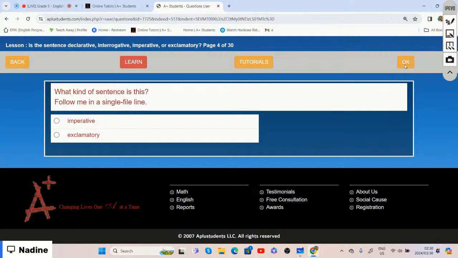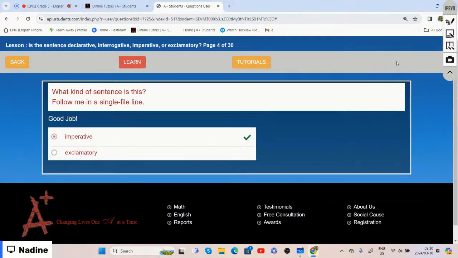All right. And if we choose the correct kind of sentence, we would say it is an imperative sentence because it is commanding you or telling you or requesting you to follow me in a single file line. So well done. That is correct.